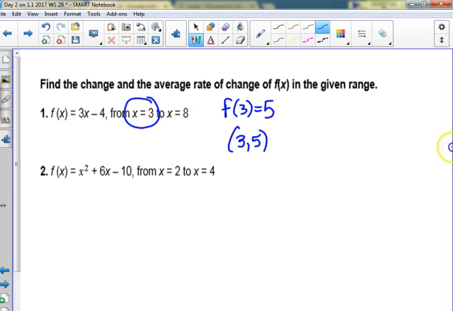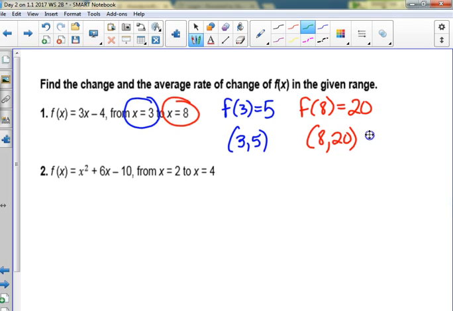And then it says find f of 8. 3 times 8 is 24, minus 4 is 20. Did I do that right? So we put in an 8, got out a 20. So to calculate average rate of change, you simply do change in y over change in x between these 2 points. So 20 minus 5 over 8 minus 3 is 15 over 5 is 3. Anybody know how I knew ahead of time what was going to be 3?